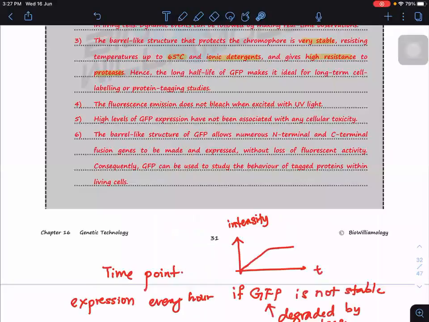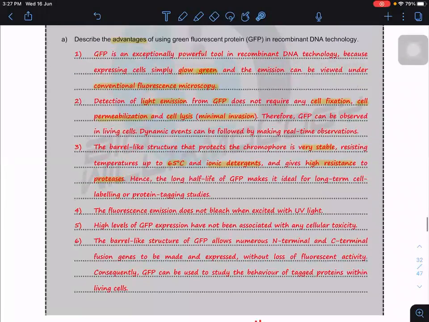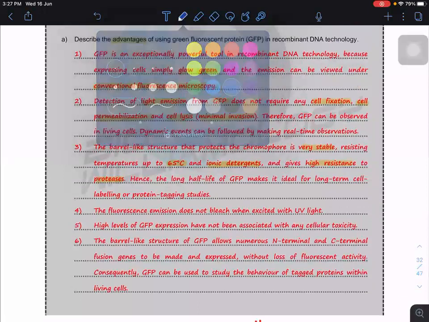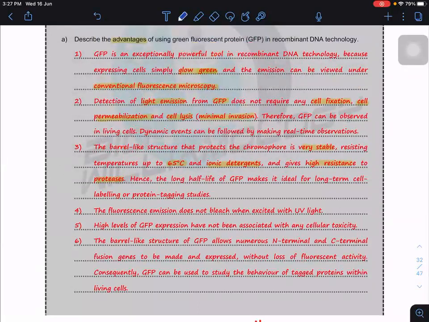Okay, come back to this notes here. So which out of 6 points here, so far no exam question will ask you why we use a green fluorescent protein in recombinant DNA technology. But what you need to know is just to answer some of the structure question. So number 2, very important. Minimal invasion means that we do not need to kill the cells because we can view it under the conventional fluorescent microscope. So number 1, number 2, you can put it together.